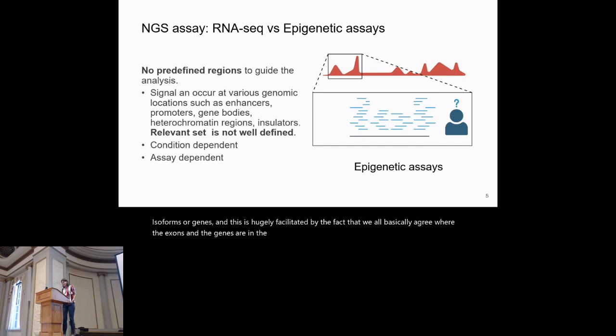Now, if we take this analogy and look at the epigenetic data, things get more complicated. We can agree that there are certainly features in the genome, and we have enhancers, promoters, gene bodies, transcription end sites, heterochromatin regions, insulators. Which of them is going to be relevant to any particular data is not immediately clear. These are highly context and assay dependent, whether or not you can even see them or consider them to be features in your particular data set.